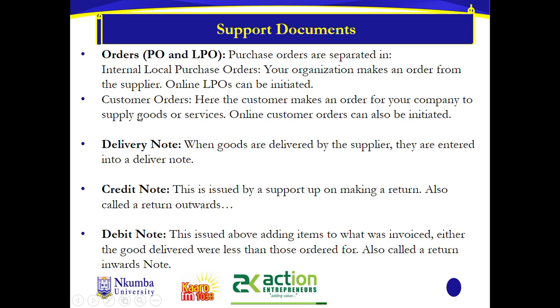However, you can also receive orders from the customer. They are called customer orders. But usually in schools you don't get these formal orders. You get informal orders and trace them by admission letter. That is, the person has ordered for a position.